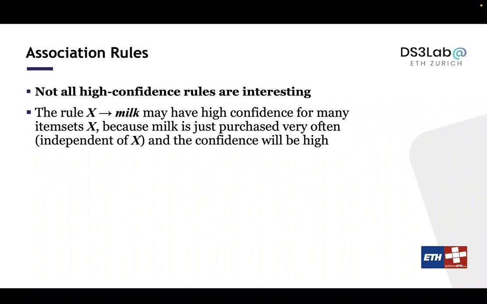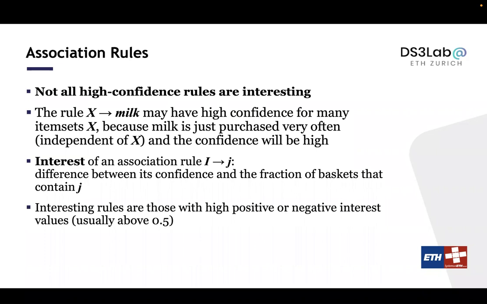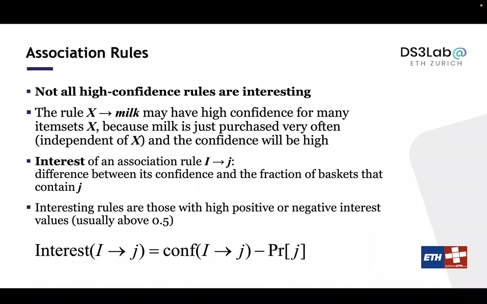So we need a different way to define what is interesting. Another concept called the interest of an association rule from I to J is defined by the improvement of information that you have by knowing the left-hand side. Essentially, that's the difference between the confidence of this rule and the fraction of baskets that contain the right-hand side. Precisely, it is defined like this. You have the confidence, which is the probability of J conditioned on I, minus the probability of J. That's the fraction. So this simply means that once I know I, how much difference it is going to make on my probability of the right-hand side.